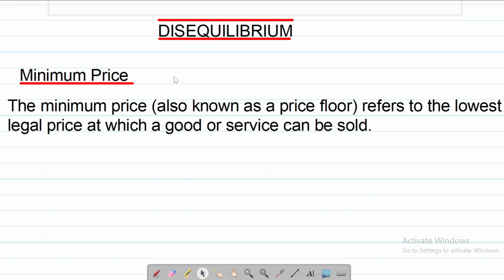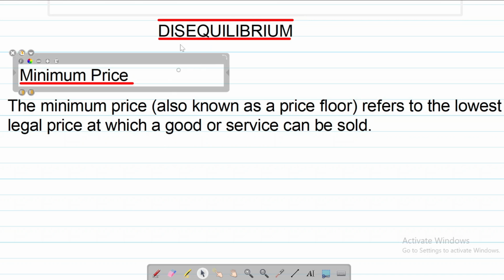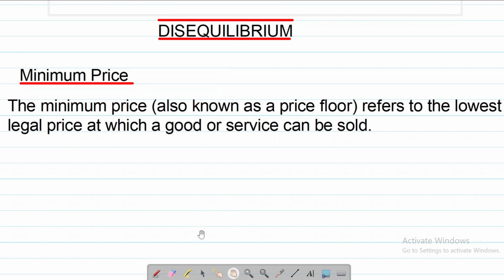In case of disequilibrium, quantity demanded is not equal to quantity supplied. So disequilibrium is further divided into two parts. One is minimum price and the other one is maximum price. In this video class I'll discuss what minimum price is.